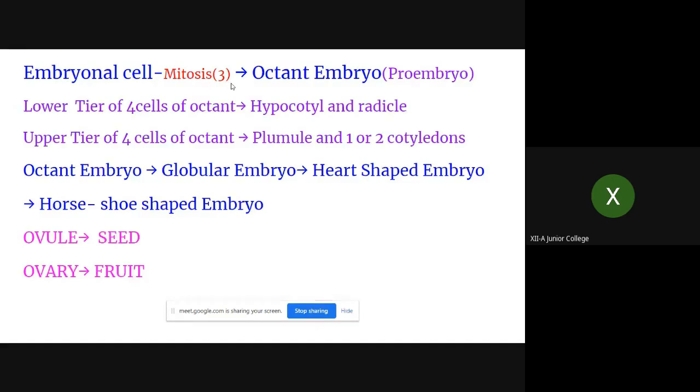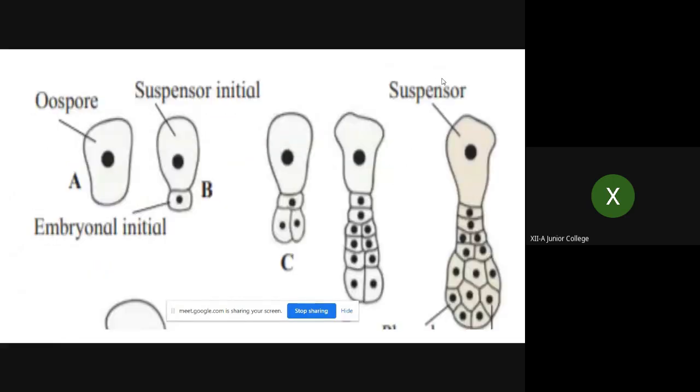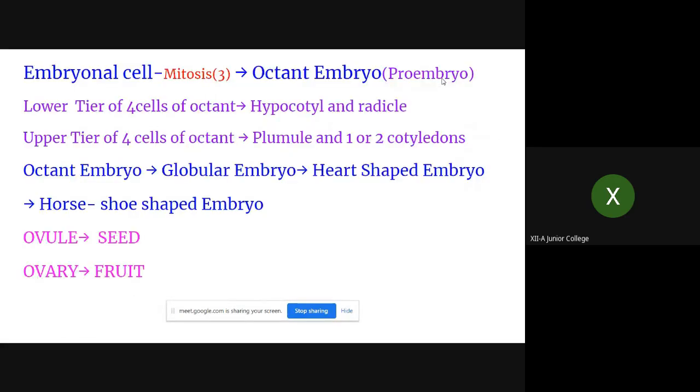That is called the quadrant stage. Then the third mitotic division, 8 cells from 4 cells, the quadrant stage gets converted into the octant stage, that is called the octant embryo. Up to this can be considered the pro-embryonal stage of the embryo. Means before the formation of the embryo, whatever the stage, these are the initial stages of development of the embryo, that is considered as pro-embryo. Now, what happens with this?